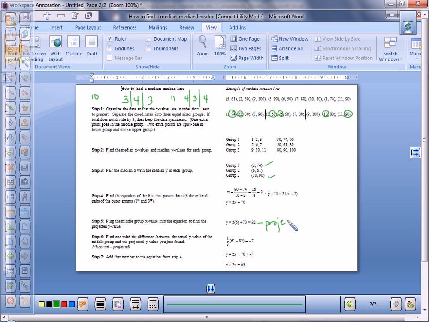Then what we do is, this is the only way I can remember the order of this. You guys will eventually take an AP test, right? Here, we do 1/3 the difference from the actual and the projected. Actual minus projected. The way I remember the order of that is I think AP test. Actual minus projected. And then when you find that difference, you add it back to the equation you had found, and that is your median line.